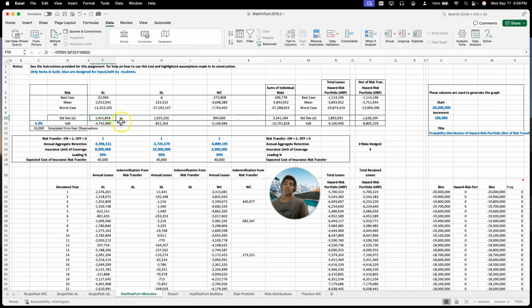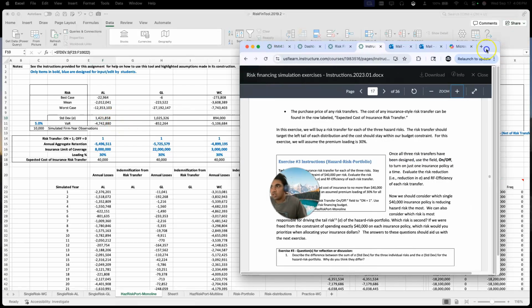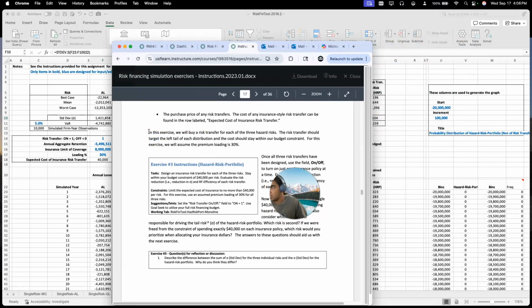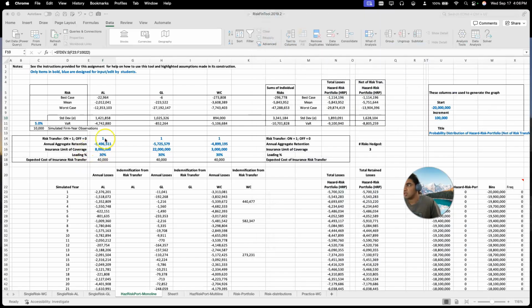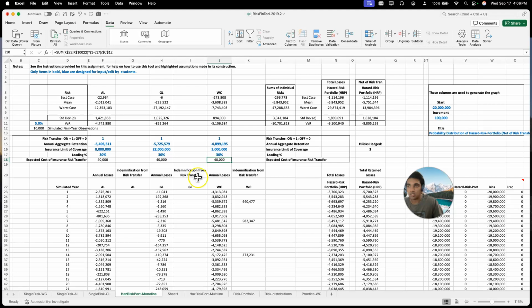And you might be asking, how do you know that? If you look right here in the instructions, it says in this exercise, we'll buy a risk transfer for each of the three hazard risks. The risk transfer should target the left tail of each distribution, and cost should stay within our budget restraint. What that means is you're doing 40,000 for each, and that's exercise 2. You're going to do 40,000 for each and every single one, but you're doing them individually. When you're looking for the budget for workers' comp, you're not thinking about general liability. You're not thinking about auto liability. So you're kind of siloing it.